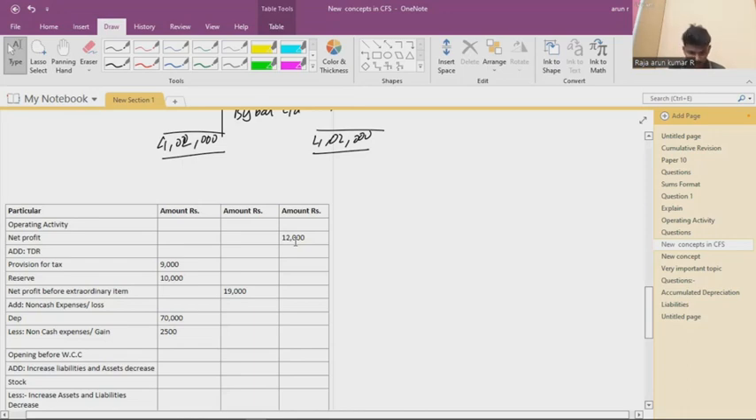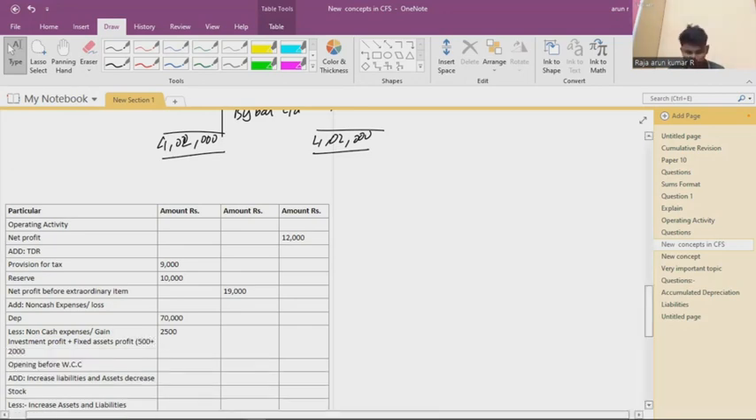I write it: investment profit plus fixed asset profit, 500 plus 2,000. I do it here, 2,500. This is the sum. Okay, like that you do.